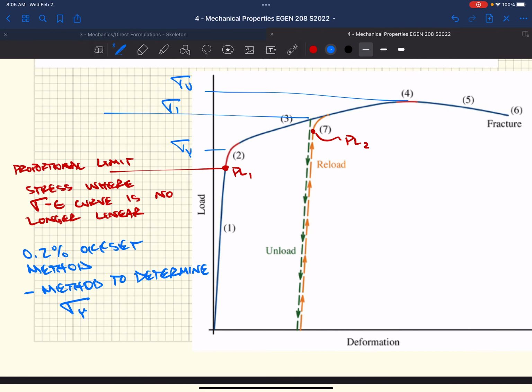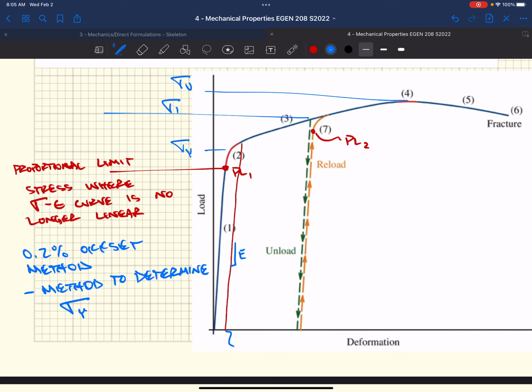I can draw one in here. Might look something like this. Whoops, not like that. We're going to back up a second. Just going to draw this in. Might look something like that, where we draw a line that is parallel. We have a slope E parallel to our initial linear stress-strain response, this linear elastic portion.